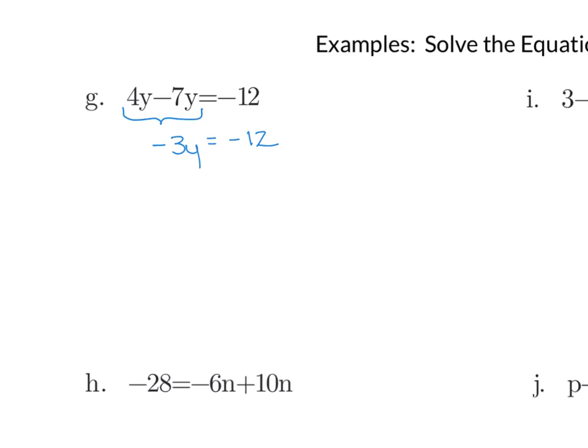And then now I want to divide by the coefficient, so I'm going to divide both sides by negative 3. On the left, my 3's cancel, my negatives cancel, leaving me with just y. And negative 12 divided by negative 3 gives me positive 4. Remember that our negatives cancel, and so we get 12 divided by 3 is 4. And we're done. Let's try a couple more.